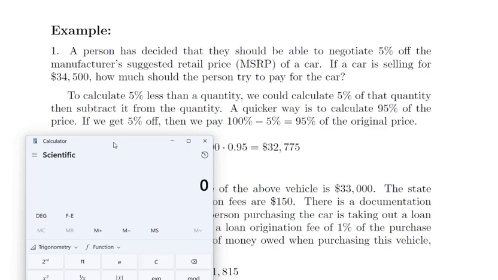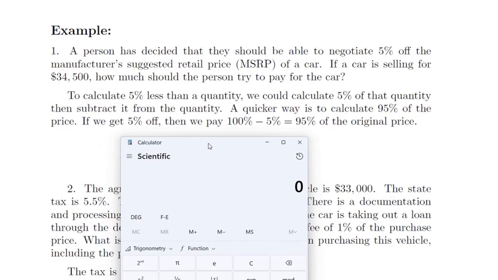But there's a quicker way. If you get 5% off an item, you are paying 95% of the price, right? So if you're in a store and you see there's a 20% discount, what you'd want to do is multiply by 0.8. Because if you're getting 20% off, you're paying 80% of the product price. So same thing here. 34,500, we want to pay 95% of that price because we want 5% off. So that's how much they should be trying to negotiate down to.